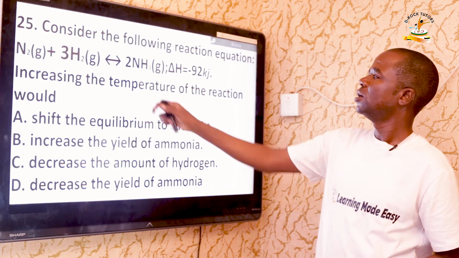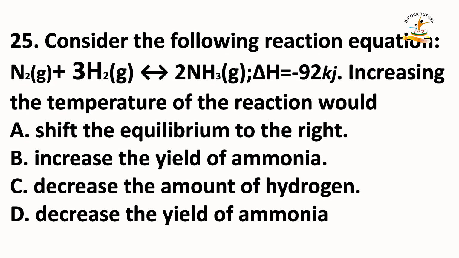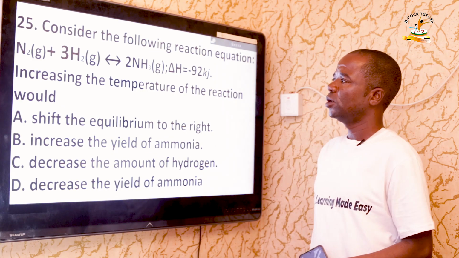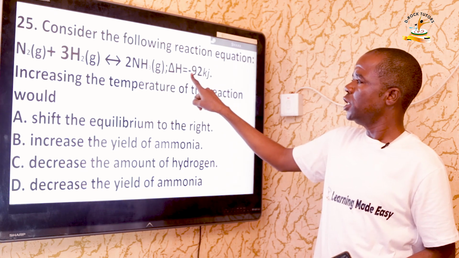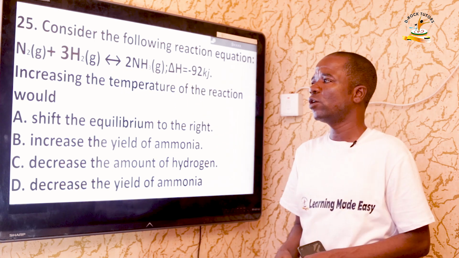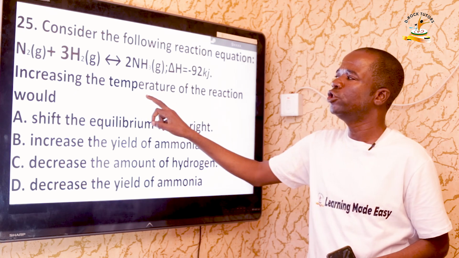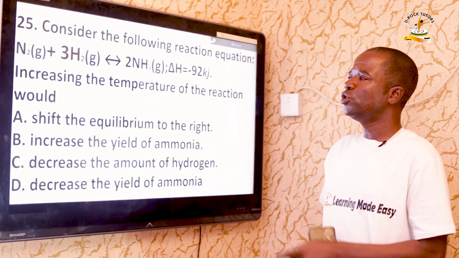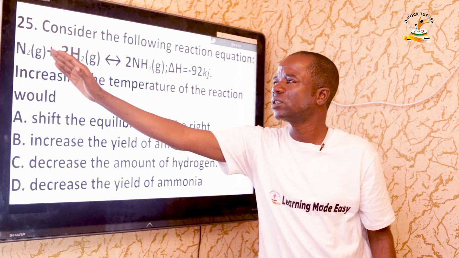We have to consider this reversible reaction. Nitrogen plus 3 moles of hydrogen, reversible sign, to give us 2 moles of ammonia. And we can see from the negative sign of the enthalpy change that this is an exothermic reaction, that is, heat is released to the environment. Increasing the temperature of the reaction would, very easy, shift the equilibrium to the left-hand side, that is, to the reactant side.